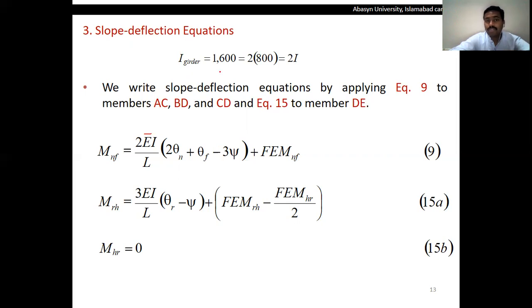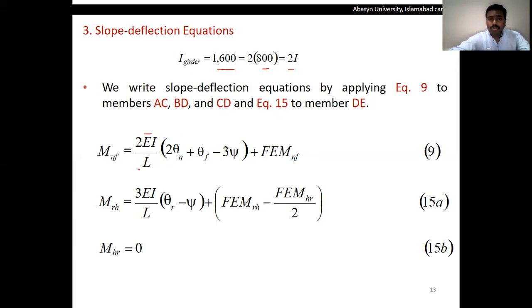But as we see that the value of inertia is different for the horizontal members and for the vertical members, so you can develop indirectly a relationship between them, because one value is given as 800 and the second is given as 1600. So for the vertical or for the horizontal members it can be calculated as 2I, it can be used as 2I.